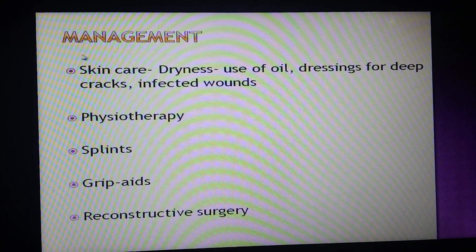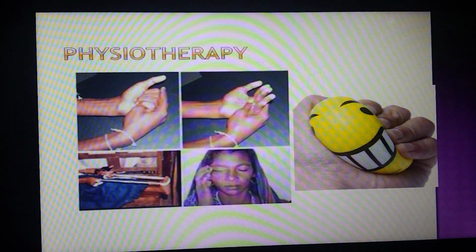The next is management in the case of leprosy. The first is skin care. In skin care, dryness will occur, so for that, use of oil and dressing for the deep cracks and infected wounds should be done. Later, physiotherapy is one of the treatments. Then splints, grippers, and reconstructive surgery. So these are the steps involved in the management of leprosy. This is physiotherapy for leprosy patients.